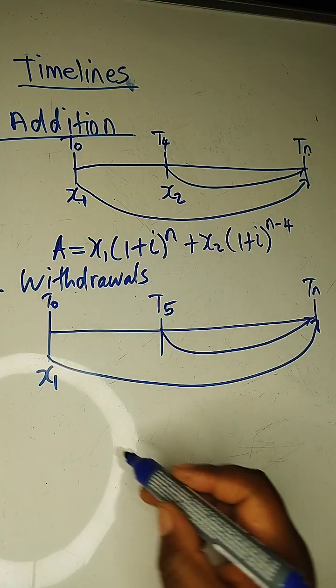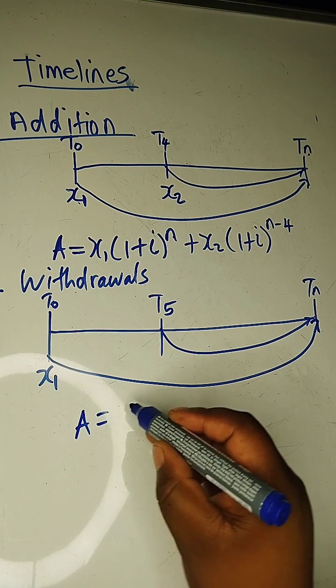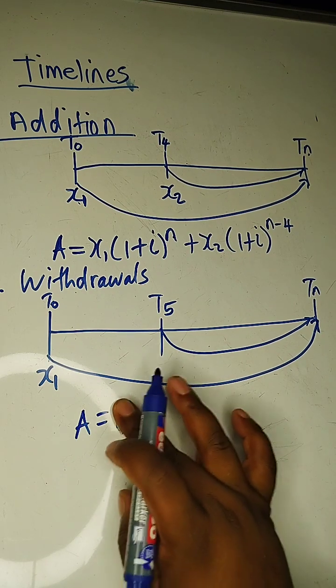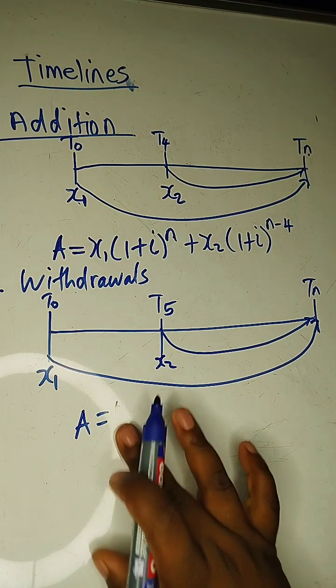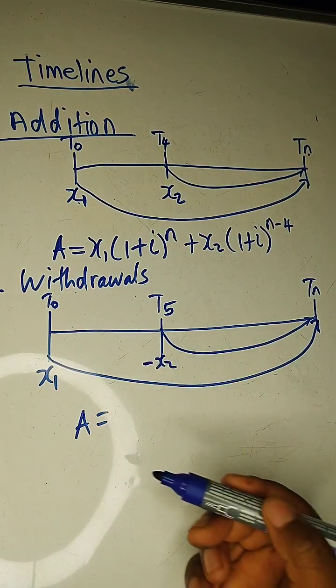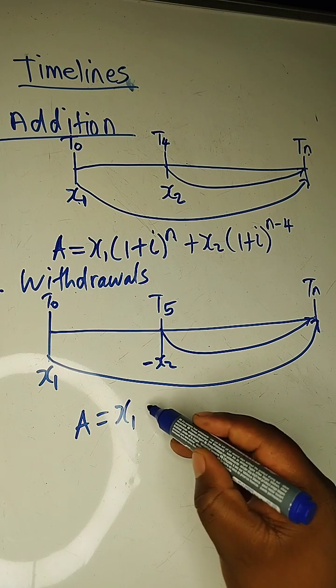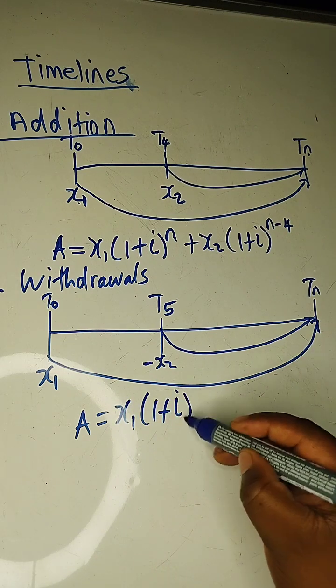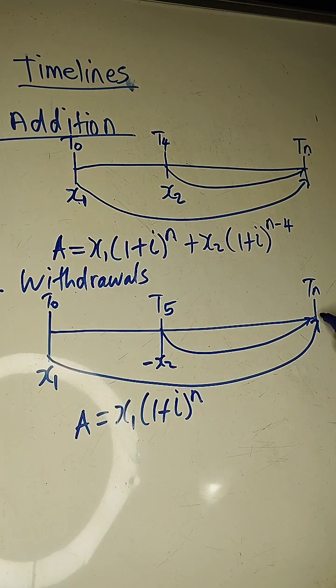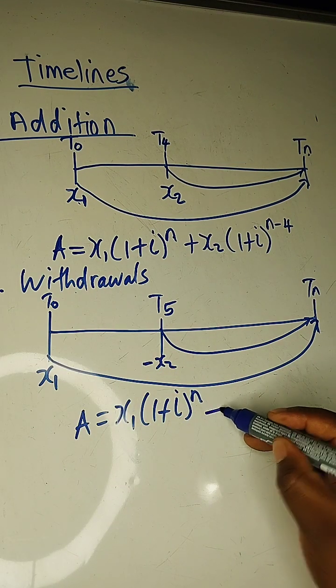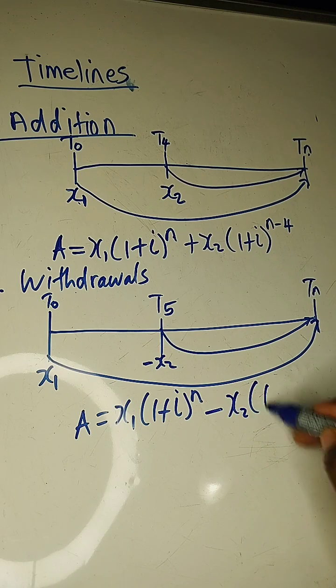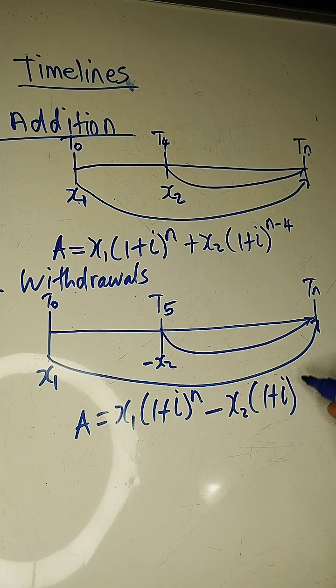Since it has an interest, hence you say A equals, we have X2 here, which is the withdrawal amount, and it should be negative. So you'll have X1 into (1 plus i) exponent n, because it goes the full course. Then we say subtracted by X2 into (1 plus i) exponent n minus 5.